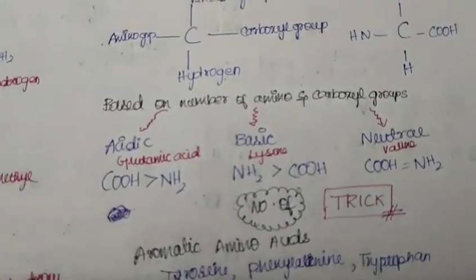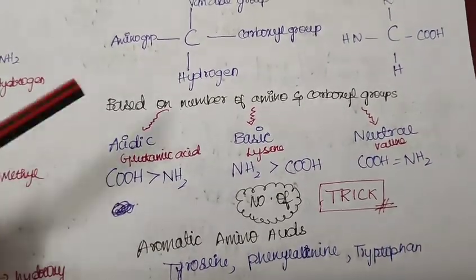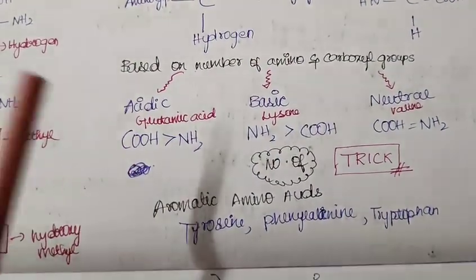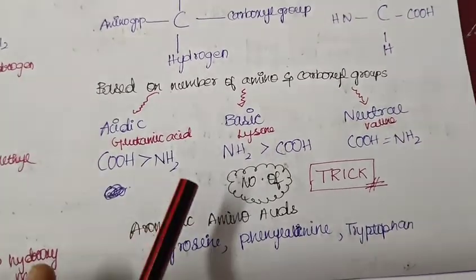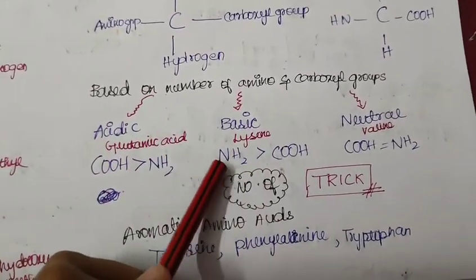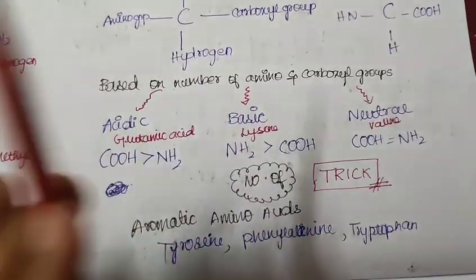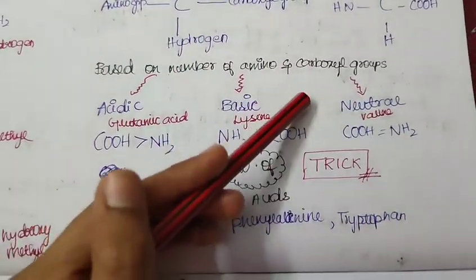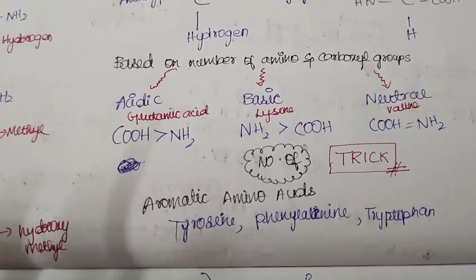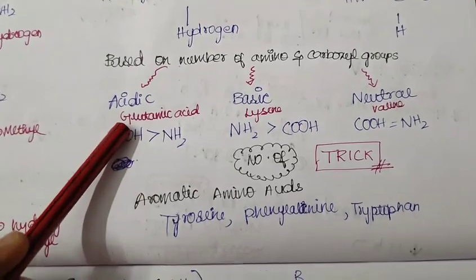Also, based on the number of amino and carboxyl groups, we have different types of amino acids: acidic, basic and neutral. The short trick for that: when the carboxyl group is higher than the amino group, it is acidic. Whenever the amino group is higher than the carboxyl group, it is basic. When both are equal in number, it is neutral. This is a very simple trick. Whenever they ask you to find whether the given amino acid is acidic, basic or neutral, just count and see whether it is acidic, basic or neutral.